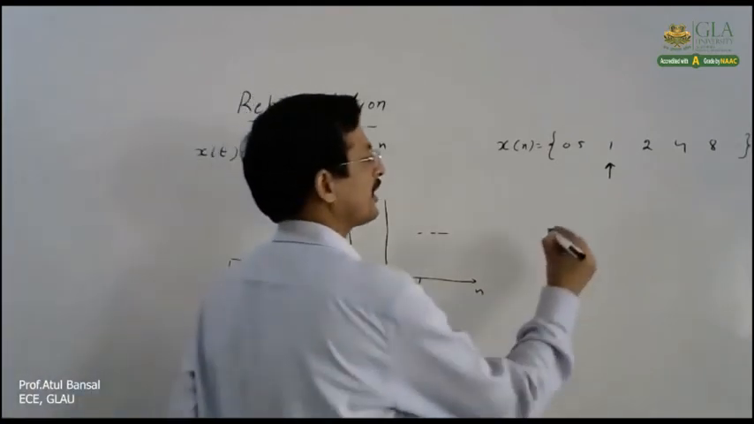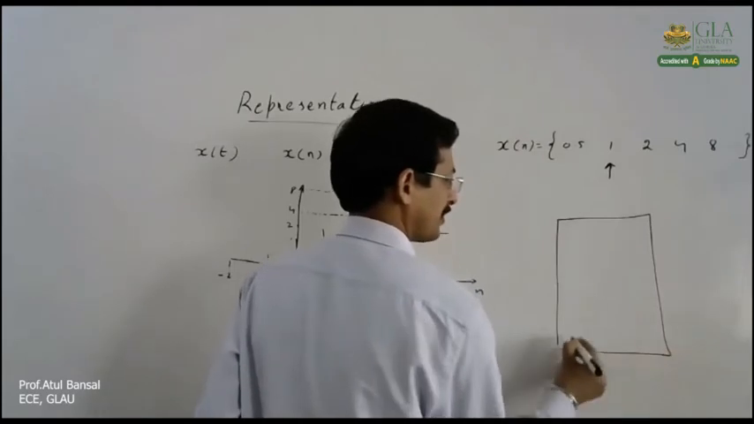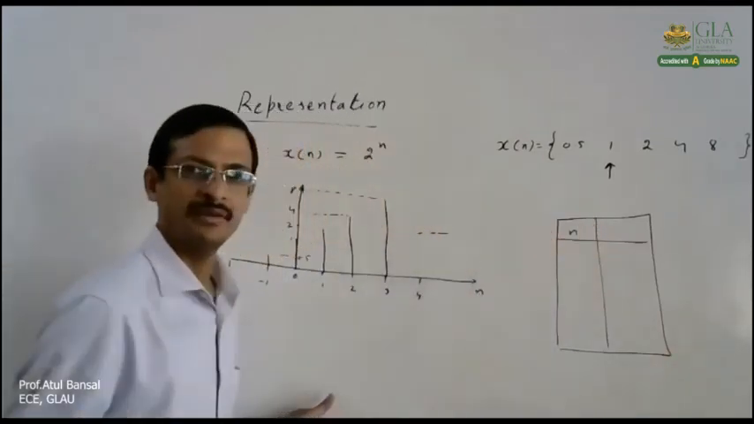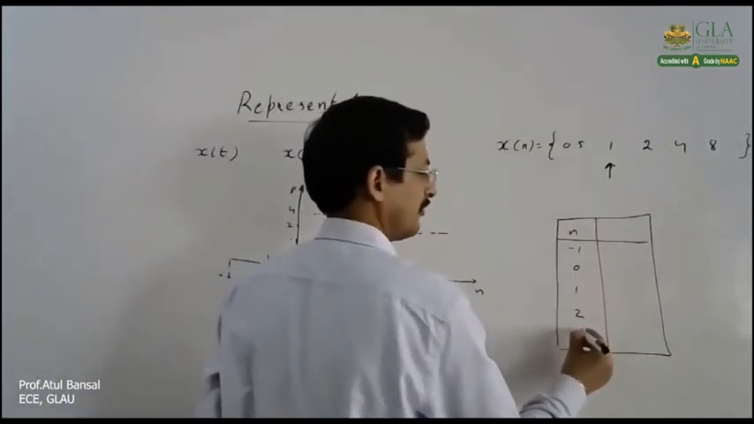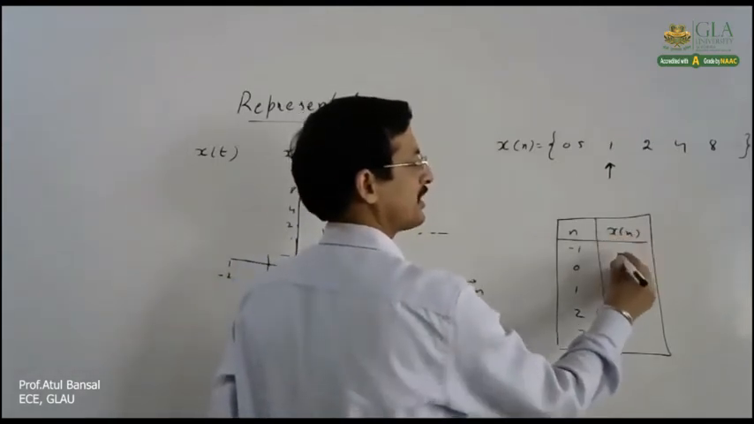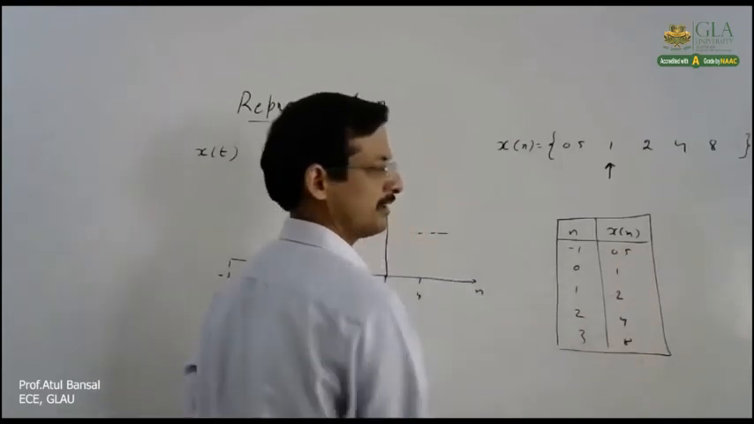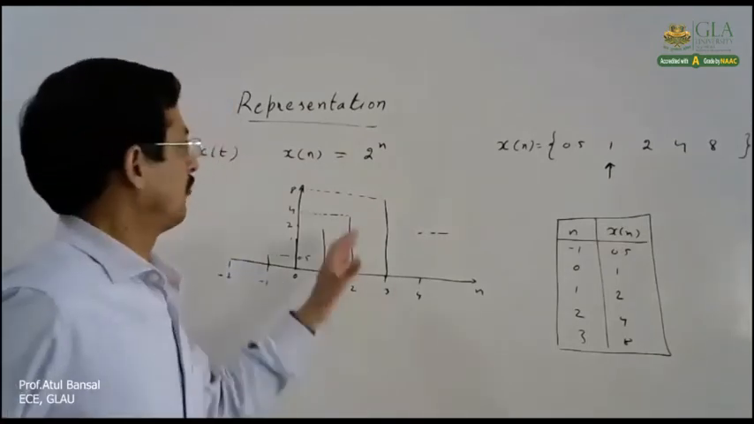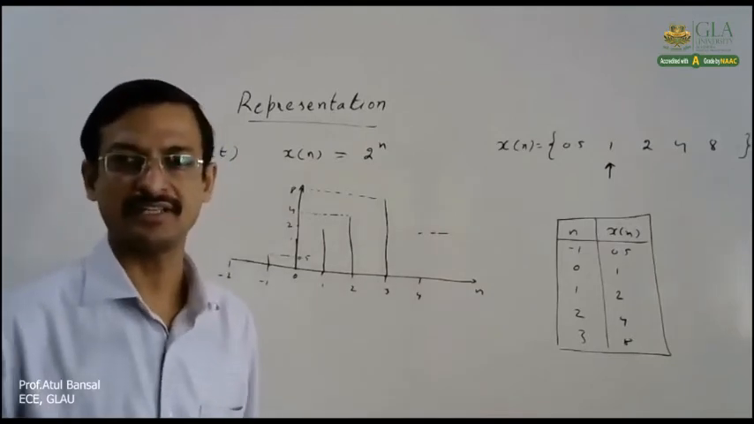The fourth way is we can represent it by a table. Simply we write the independent variable, that is n, its different values where the signal is defined, and then the value of the signal. It is 0.5, 1, 2, 4, 8. So like this, we can represent any discrete time signal. We can have any one of these four representations for discrete time.